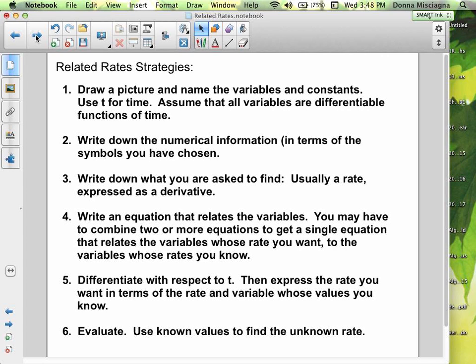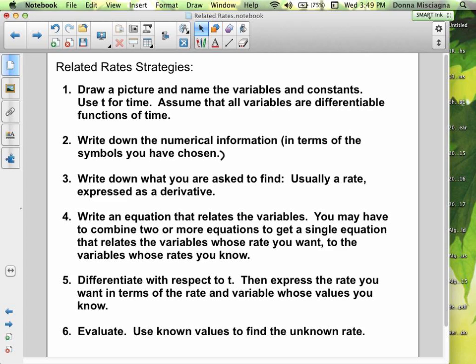Second step, we're going to write down all the numerical information that we have in terms of the symbols you've chosen. Oh, it looks like I'm missing a parentheses there. We're going to write down what we're asked to find. Usually it's a rate expressed as a derivative. Anytime we're talking about rates, we're talking about derivatives. And we're going to write an equation that relates the variables. You may have to combine 2 or more equations to get a single equation that relates the variables whose rate you want to the variables whose rate you know.